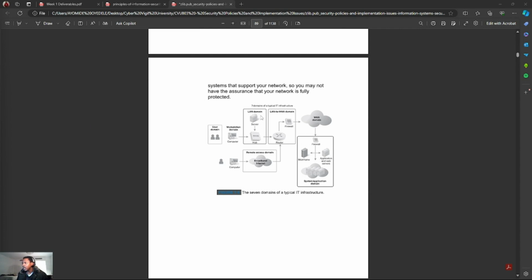Now we can see the 7 domains of a typical IT infrastructure being pointed out right here for us. Now it's important to note these. So what are the 7 domains of a typical IT infrastructure? We have the user domain, the workstation domain, the LAN domain, the LAN to WAN domain, the remote access domain, the WAN domain, and also the system application domain. These are the seven domains of a typical IT infrastructure.